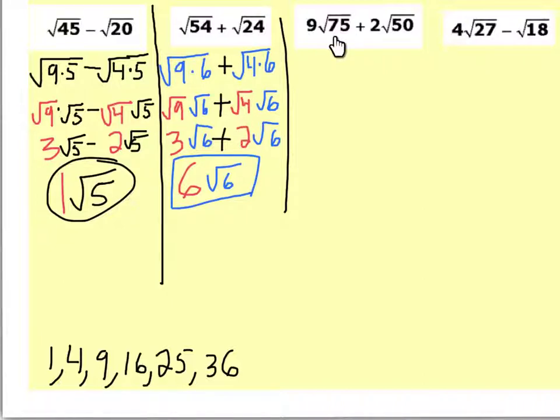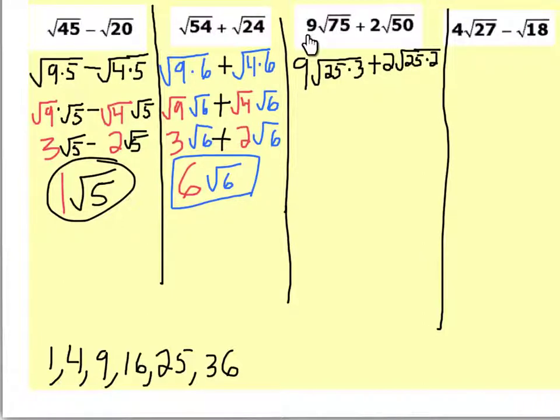We have 9 square root of 75 and 2 square root of 50. So let's look at our chart. Which number here can divide into 75? So 25 can, and 25 can also divide into here. So let's set this one up. Notice that I brought the 9 down and I brought the 2 down, and I took 75 and made it 25 times 3, and I took 50 and made that 25 multiplied to 2. So I'm going to give them each their own radical.